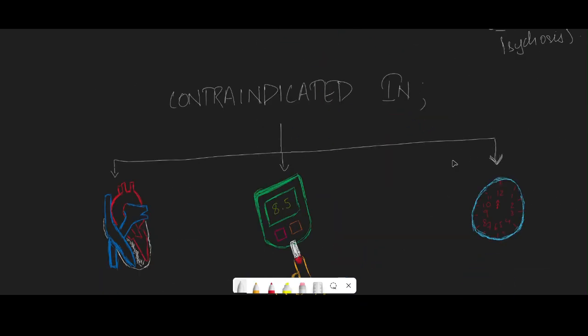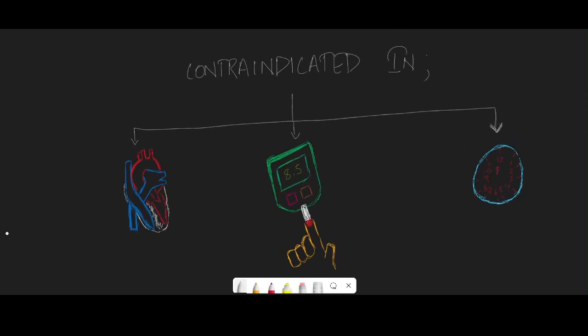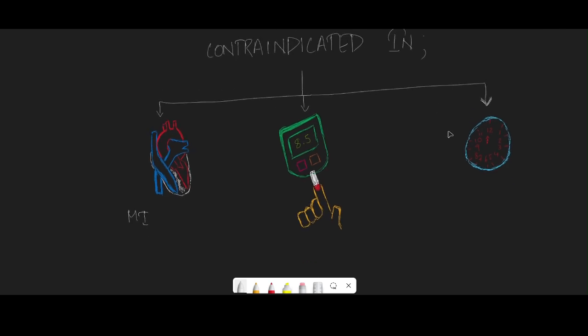Now, coming to the contraindications, disulfiram is mainly contraindicated in patients with MI or myocardial infarction, in patients with diabetes mellitus, DM, and I've drawn a clock over here, which simply means that it's contraindicated in any patients that have consumed alcohol less than 12 hours ago.